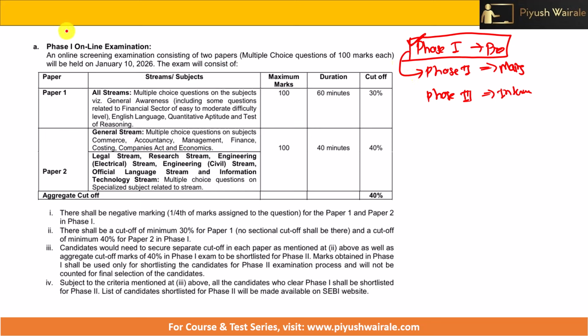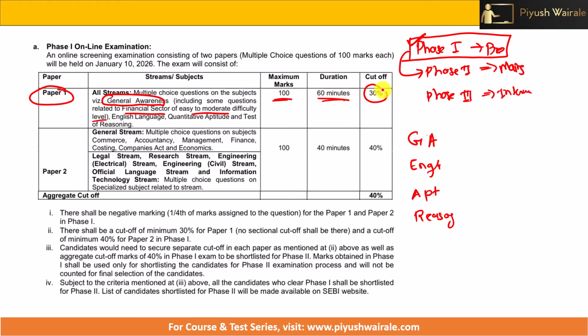In the exam pattern you can see paper 1. Paper 1 is common to all the streams, and it is MCQ based. It has general awareness including some questions related to the financial sector of easy to moderate difficulty level. Here we have a general awareness part, then English language, then an aptitude part, and then a reasoning test. Four sections are there for 100 marks and it is for 60 minutes. The cutoff is 30% here. It means out of 100, you have to get at least 30 marks from this particular section.